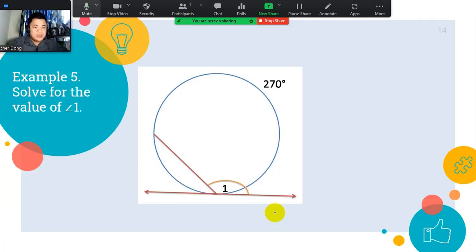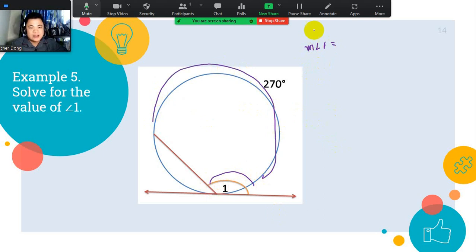Example 5, solve for the value of angle 1. So if you would like to solve for the value of angle 1, which is in the illustration, locate its arc. So this is the arc. Just simply multiply 1/2 times 270 degrees. So 1/2 of 270 degrees is 135 degrees. That's it already, the measurement of angle 1.